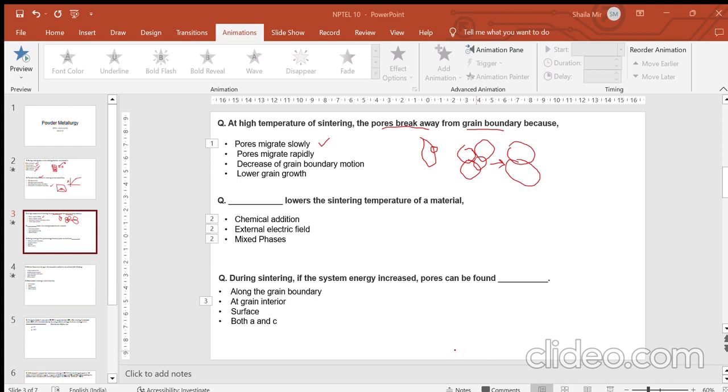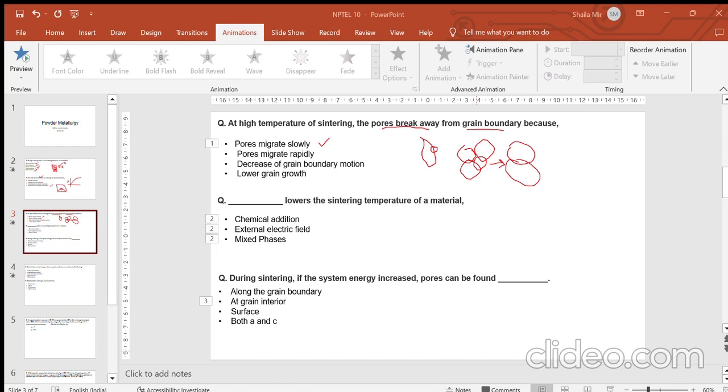So when you have a pore inside the grain, then the surface energy or the system energy is high in comparison to a system where you have a pore at the edges or along the grain boundary. So option B is right, where we are saying that at the grain interior the system energy will be increased if the pores are found inside the grain. So inside the grain the system energy will increase, at the grain boundary the system energy will decrease. Okay.